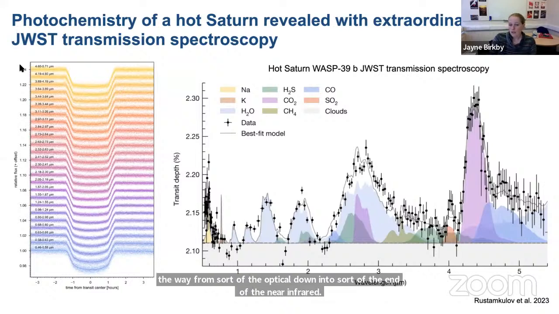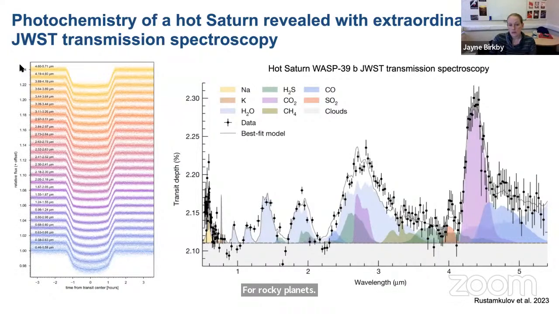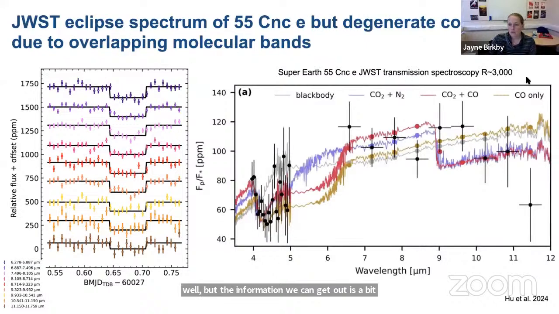For rocky planets, JWST is also doing well, but the information we can get out is a bit different. So the data quality here, in terms of the precision on the error bars, is actually better than what I showed you in the previous plot. The errors here are about 20 parts per million.